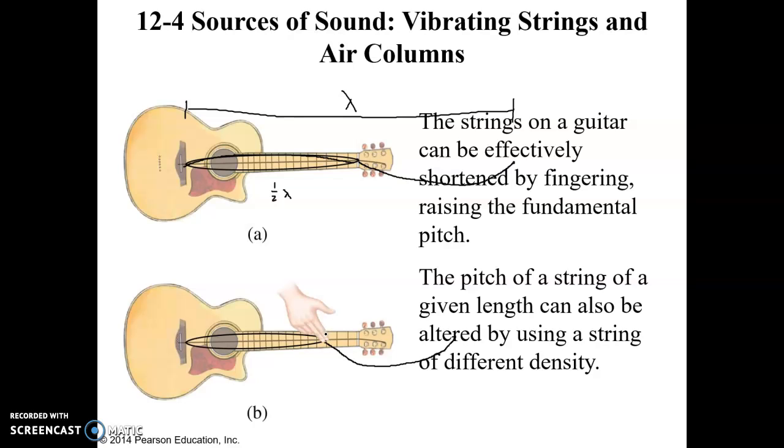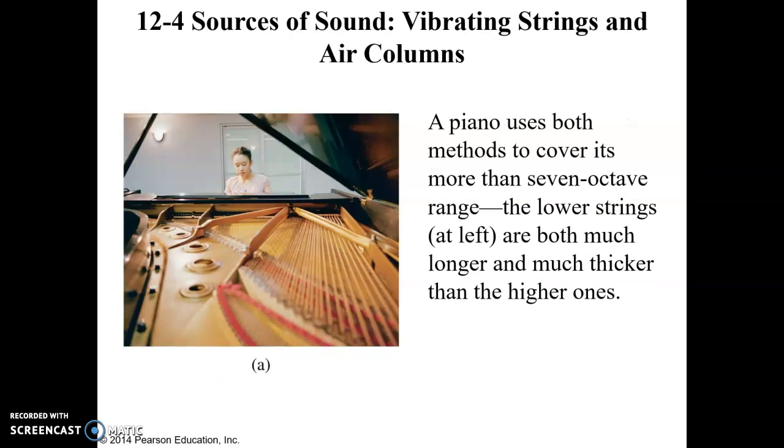The other way to create different pitches on a guitar is by plucking strings of different density or different thicknesses. So there are 6 strings on a guitar. The low E string is the thickest, and the high E string is the thinnest. So those are 2 ways that you can affect the pitch of a note played on a guitar, by shortening the wavelength and by using strings of various thicknesses.